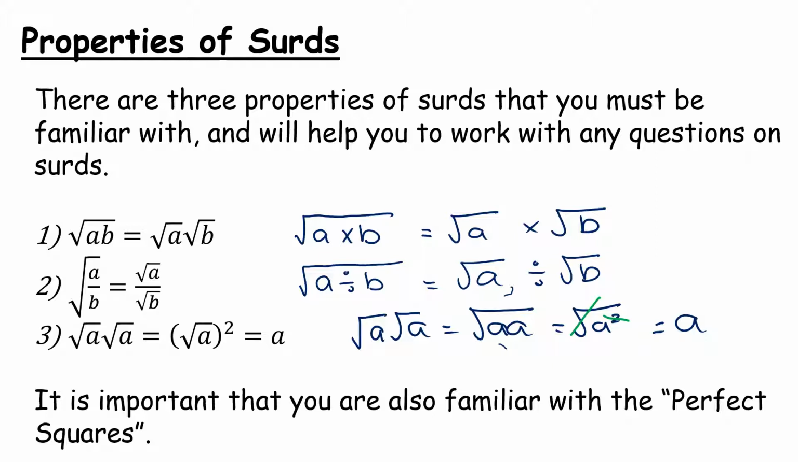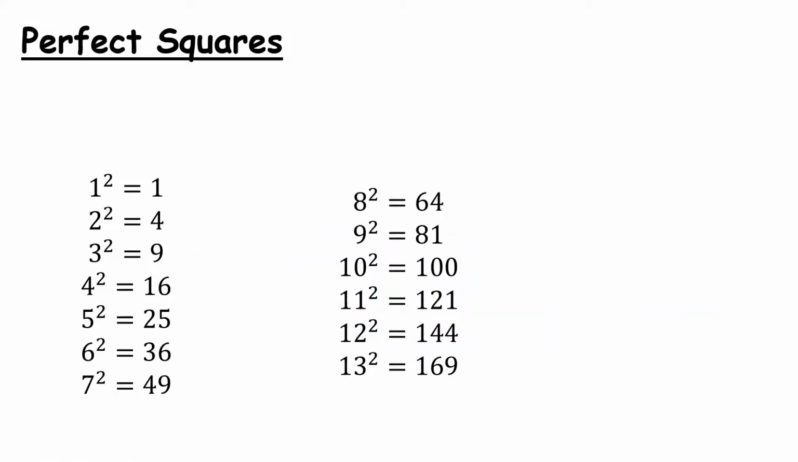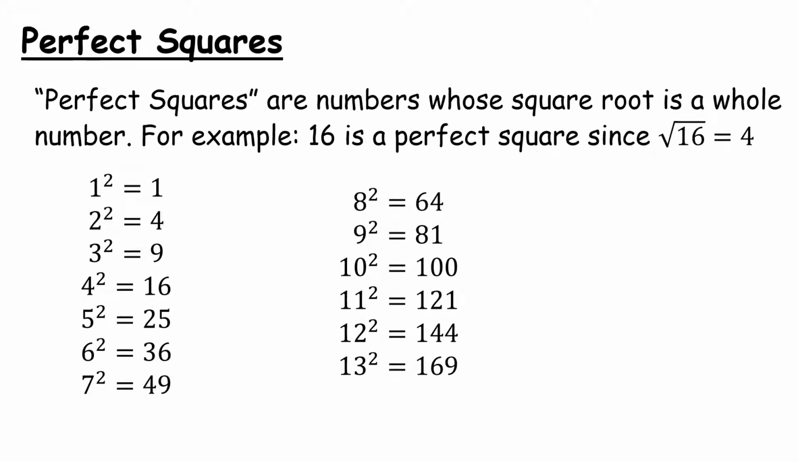It's also quite important to know when you're talking about squares, we will talk about completing the square in different areas, but what we're talking about then with squares are these numbers here. So 1 is a perfect square, 4, 9, 16. A perfect square is a number whose square root is a whole number. So for example, 16 is a perfect square since the square root of 16 is 4.